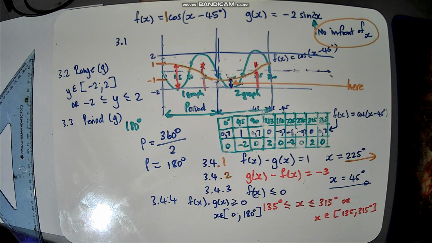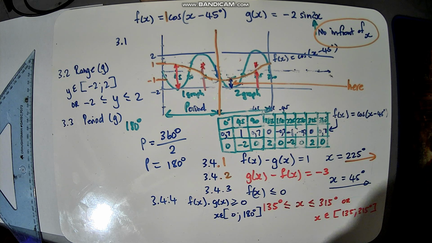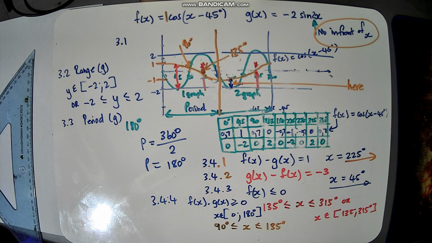3.4.4's question is saying multiply the two graphs, you must get a positive answer or equal to 0. So f of x times g of x is more than or equal to 0 means that it must be positive, greater than 0 or equal to 0. But notice they gave us a limitation on the domain. They're saying between 0 and 180. Only look there. So only look from the orange line to 0. Okay, so x values, look from the orange line, that's 180, all the way to 0. Okay, and that will be between 90 and 135. Notice there's two notations. You can use the other notation as well.